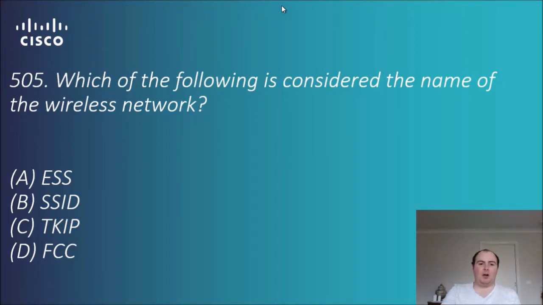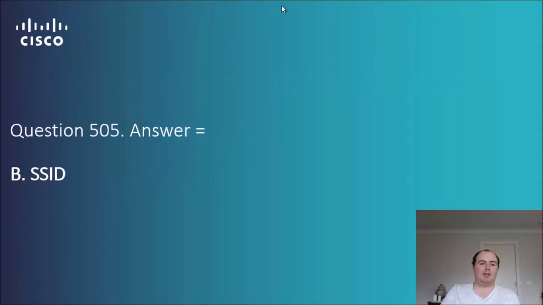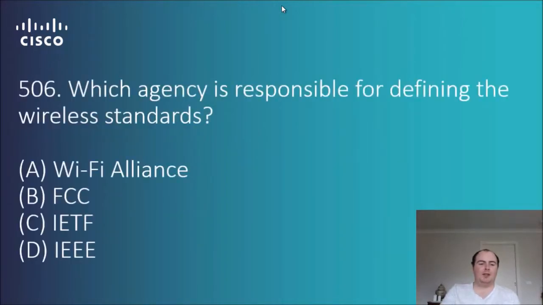In that sense, 505, which of the following is considered the name of the wireless network? We've got ESS, SSID, TKIP, FCC. You probably would have seen this a lot of times when you're connecting to wireless networks on your laptop. The answer is B, SSID, the Service Set Identifier, which is what that stands for. There's a few in here that I didn't know off the top of my head, and I do now, so even I'm learning things.